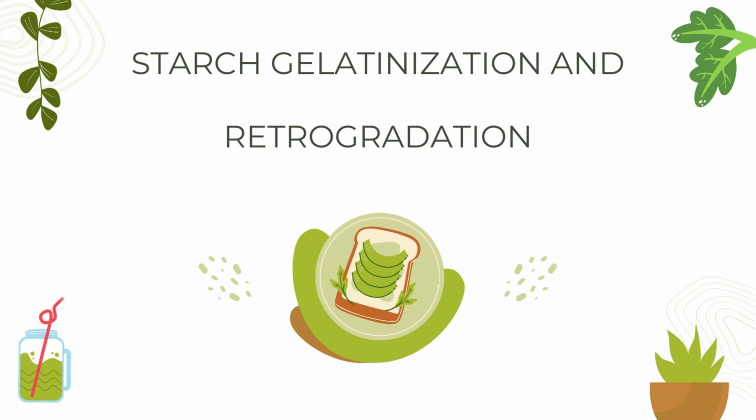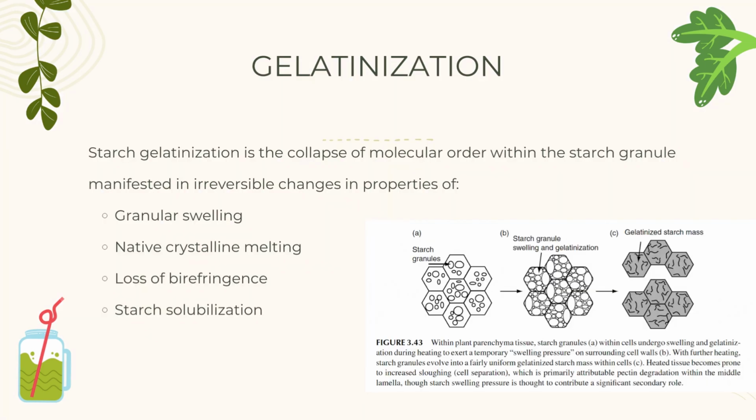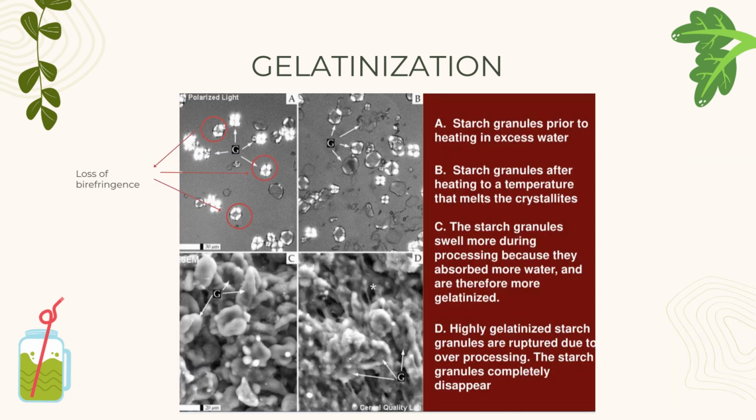Moving on to starch gelatinization and retrogradation. Starch gelatinization is the collapse of molecular order within the starch granule, manifested in irreversible changes. It will cause granular swelling, native crystalline melting, loss of birefringence, starch solubilization, and viscosity development, which will be explained in the next slide. So what happens during gelatinization?